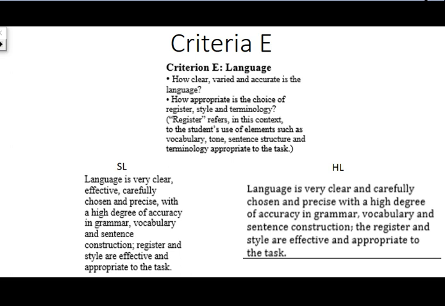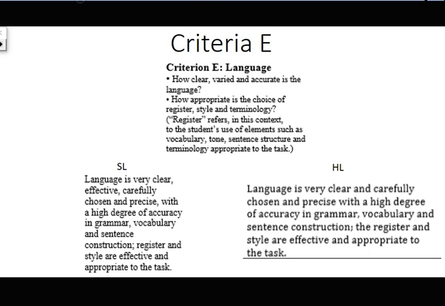So then we've got criteria E. Again, you'll be familiar with this one because it's across all of your IB assessments. So how clear, varied and accurate is the language? How appropriate is the choice of register, style and terminology? And that doesn't really change through any of your assessed pieces for the IB. But here it gives specifics about what register means. So register, can you make it sound like a formal essay? And HL, you can celebrate here because this is the only criteria where it's the same for SL and HL. And if you don't believe me, you can have a look yourself, it's right there.